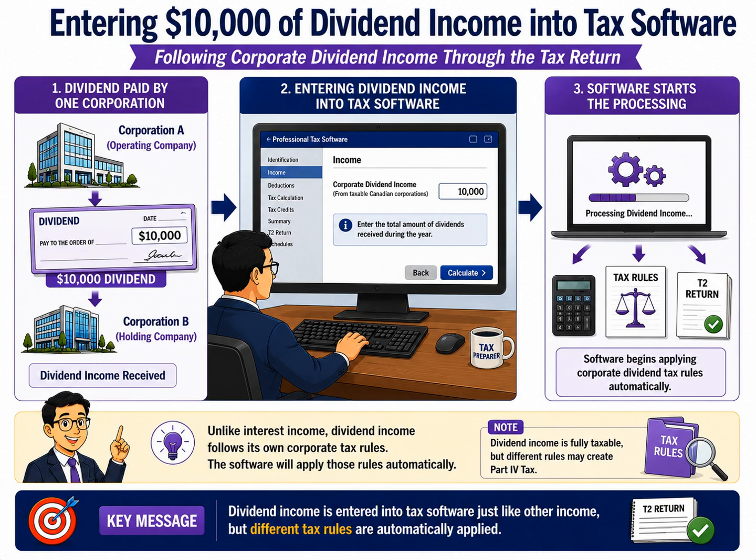The important concept is simply this: the tax preparer enters the dividend income accurately. The software recognizes that it is corporate dividend income. Then, instead of using the ordinary investment income rules, it automatically applies the specialized corporate dividend tax rules. This is why professional tax software is so valuable. It not only performs the calculations, but also determines which set of tax rules applies based on the type of income that has been entered.